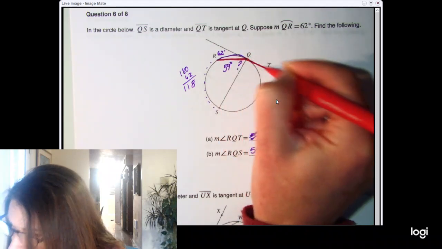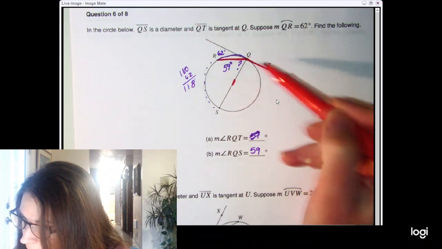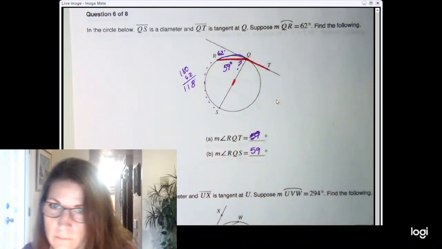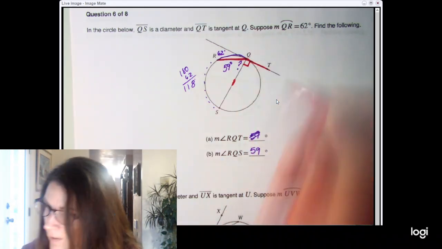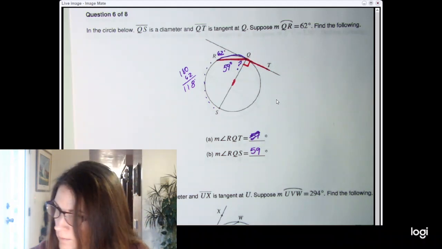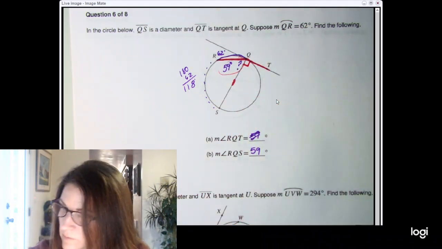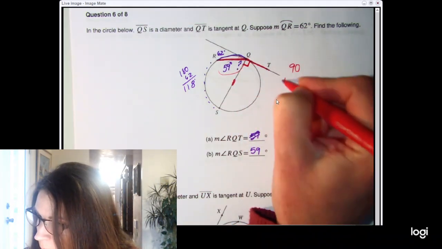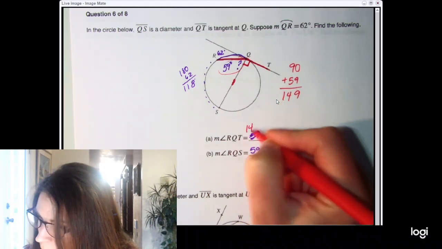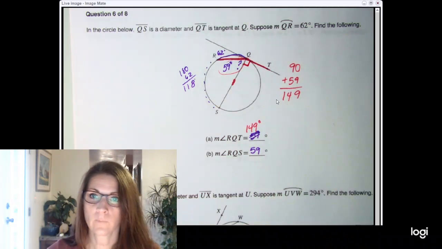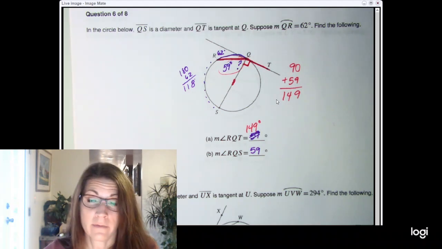All right. So how is a radius and a tangent line related? 90 degrees. I needed to work in that order anyway. So if I know this part of it is 90 and I just did a little work to figure out that part is 59, 90 plus 59 puts us at 149 degrees. Wonderful.